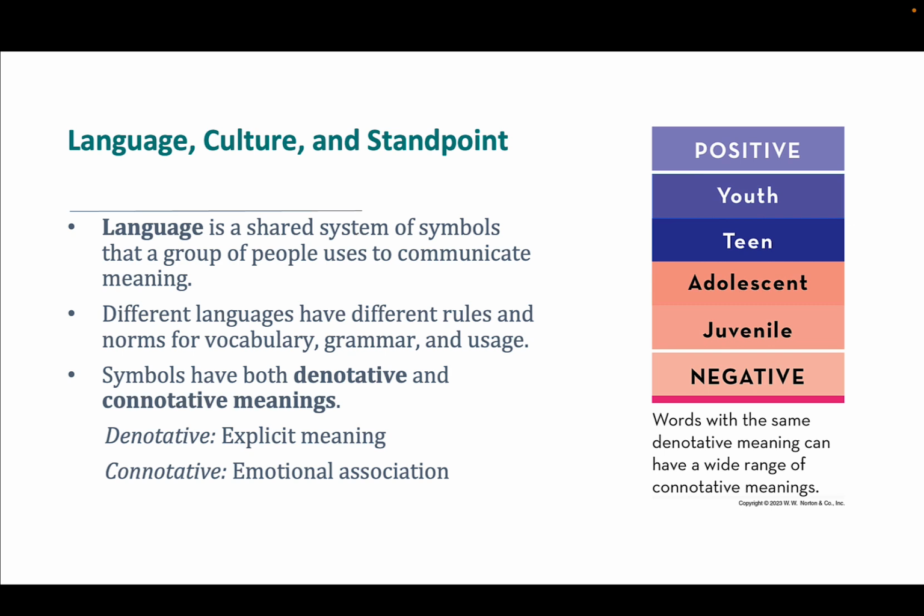Also, this chart shows that words with the same denotative meaning, youth, teen, adolescent, juvenile, can have a whole range of connotative meanings. So depending on which word you use to describe a teenager, you can paint them with certain characteristics which they may or may not deserve.